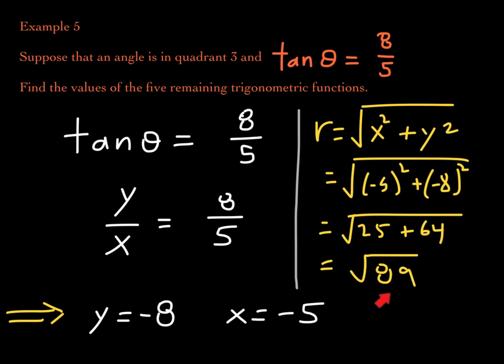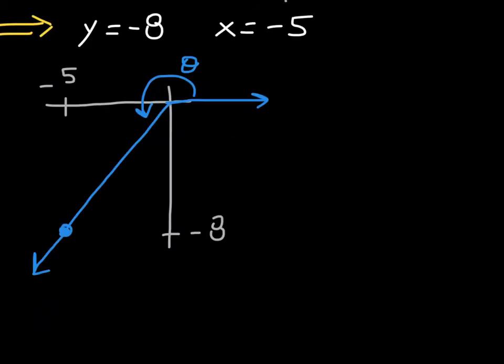Okay? So now that we know what x is, we know what y is, and we know what r is, we can give the values of the 5 remaining trigonometric functions. Let me give you a picture of what we have going on so far. Remember, x is negative 5 and y is negative 8. So negative 5, negative 8. And this is your r value, which is the square root of 89.